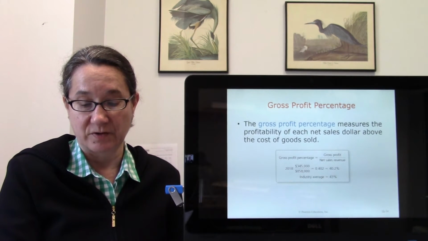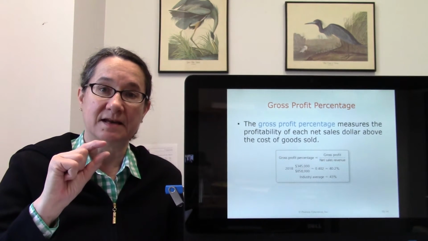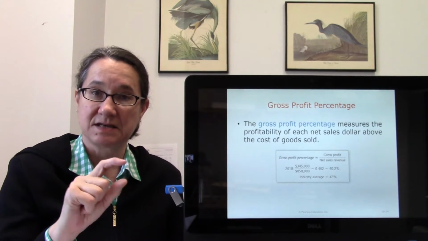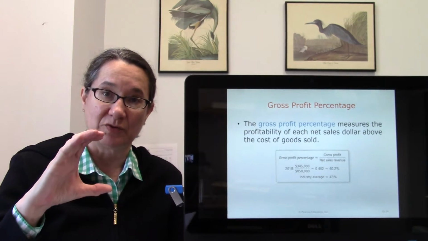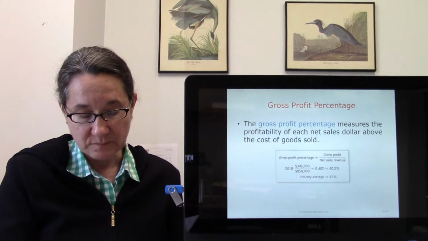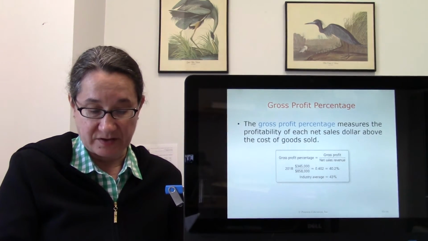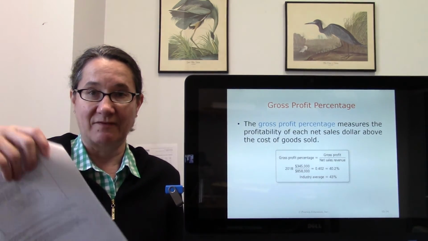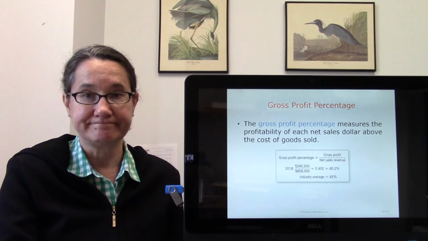Industry average is 43, so they're doing pretty well. Even though they don't sell their stuff as fast, when they do sell it, they make a good profit margin on it. So that's doing a little better. So they're earning a good profit on it when they do sell it.